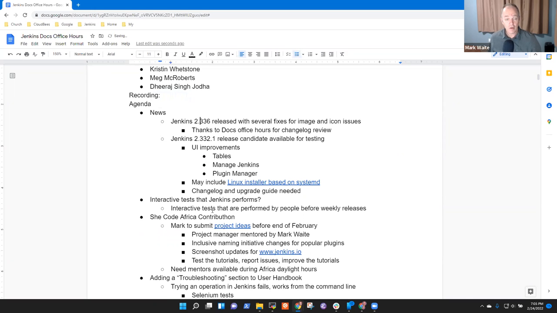Jenkins 2.336 released. It had several fixes for image and icon issues, which may in fact be what's inspiring Dhiraj's question. And the Jenkins 2.332.1 release candidate is available and ready for testing. It's got an open question about which Linux installer should we use, and the discussions are happening in the Jenkins developers mailing list. So by all means, read the list. We'll have a brief discussion about it later here because there's a documentation impact that I want your input on.